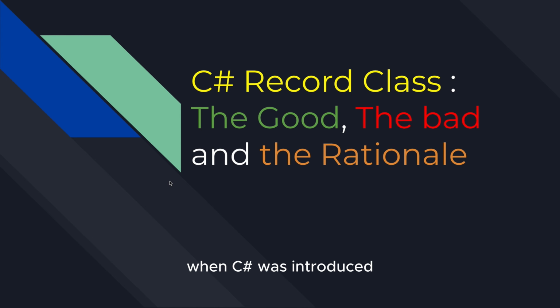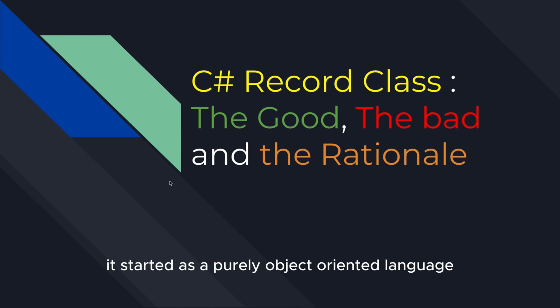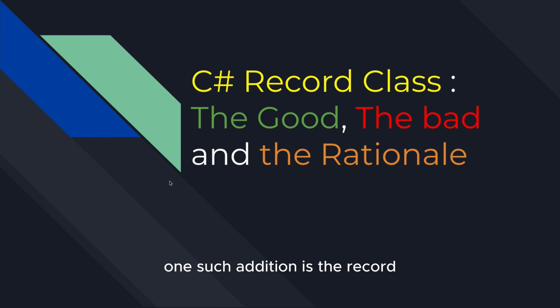When C# was introduced, it started as a purely object-oriented language. But over the years, it has incorporated features from functional programming and more modern programming constructs. One such addition is the record, introduced in C# 9.0.